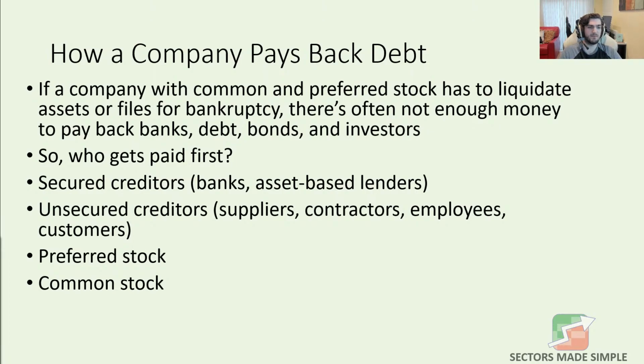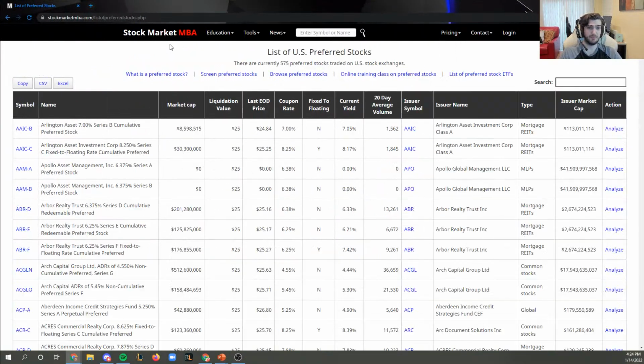So let's take a look at all of these preferred stocks so that we can see this a little bit more clearly. I will post this link in chat right now, and if you're watching this recorded, it will be in the description section under the resources. This is the list of the 575 preferred stocks that are currently traded on the US stock exchanges, not just the New York Stock Exchange.